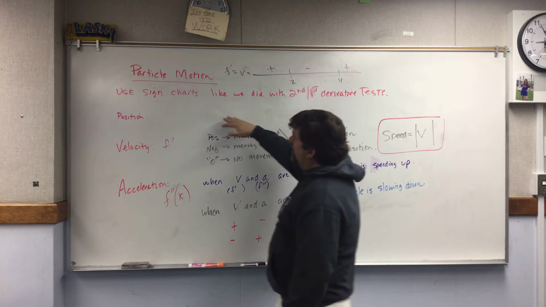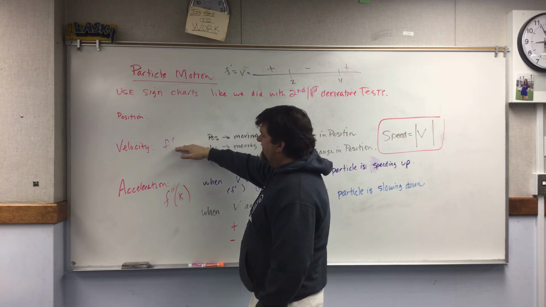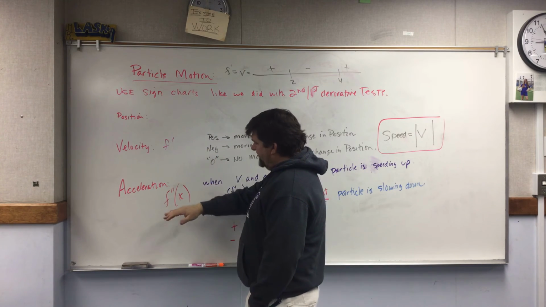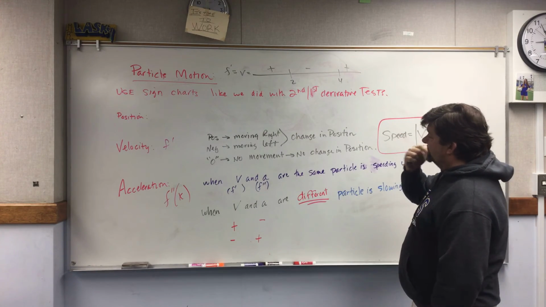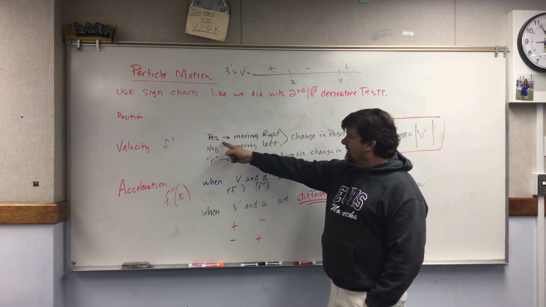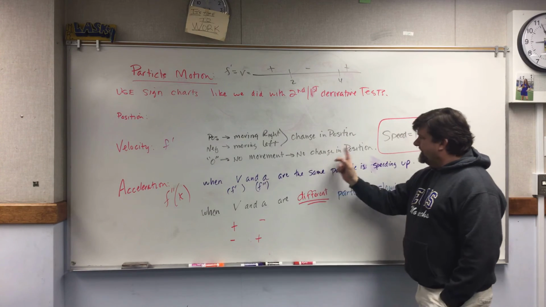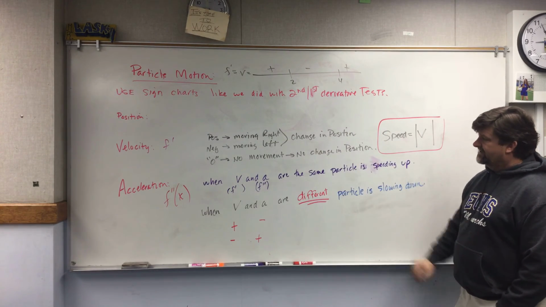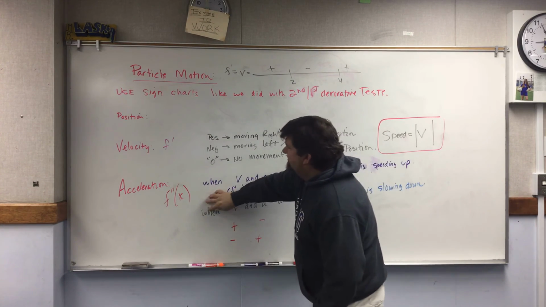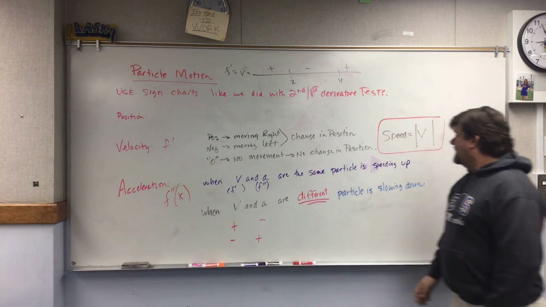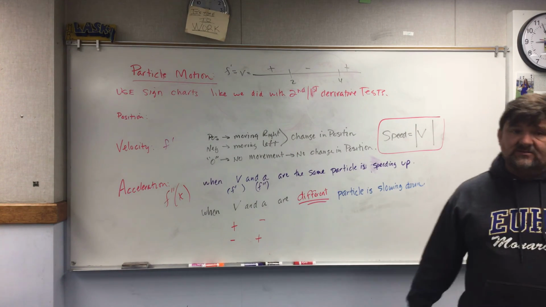So basically what we want is to understand that the non-derivative is our position. The velocity is our first derivative. Acceleration is our second derivative. We're going to use sign charts like we did for second and first derivative tests. Means a little different. Positive, moving right. Negative, moving left. 0 means there's no movement, and that means there's no change in position. So even though we're dealing with velocity, it relates back to position. Acceleration will relate back to position if we need it to. But that's the real quick rundown on particle motion, and we'll do a lot more with it in the next week. Good luck, guys.